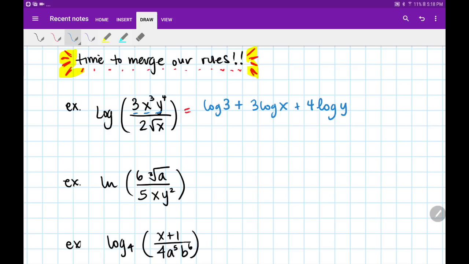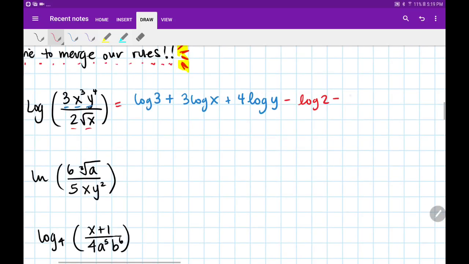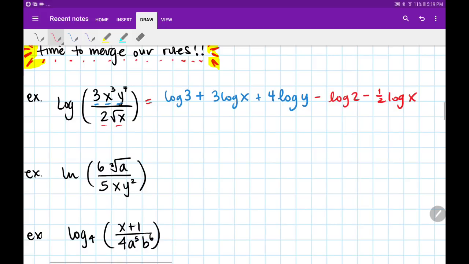Do you see what I'm doing? In the denominator, I have 2 and I have square root x. So I'm going to do minus log 2 minus 1/2 log x. See if you can figure out how I got from the left side to the right side.